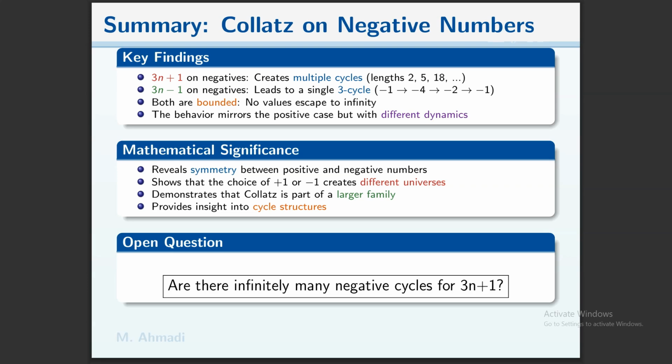Also, there is a symmetry between positive and negative numbers. This is an important property. It shows that the choice of -1 or +1 creates different universes and provides insight into the cycle structure. Here we can see the open question: are there infinitely many negative cycles for 3n+1?